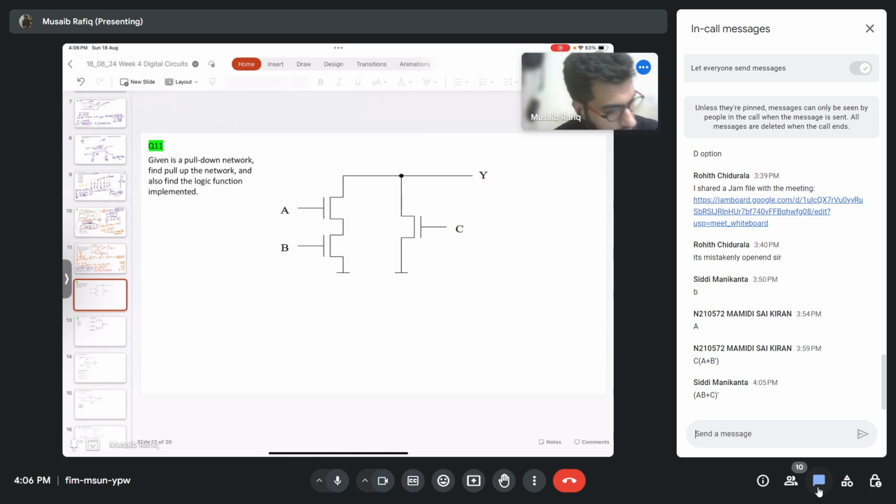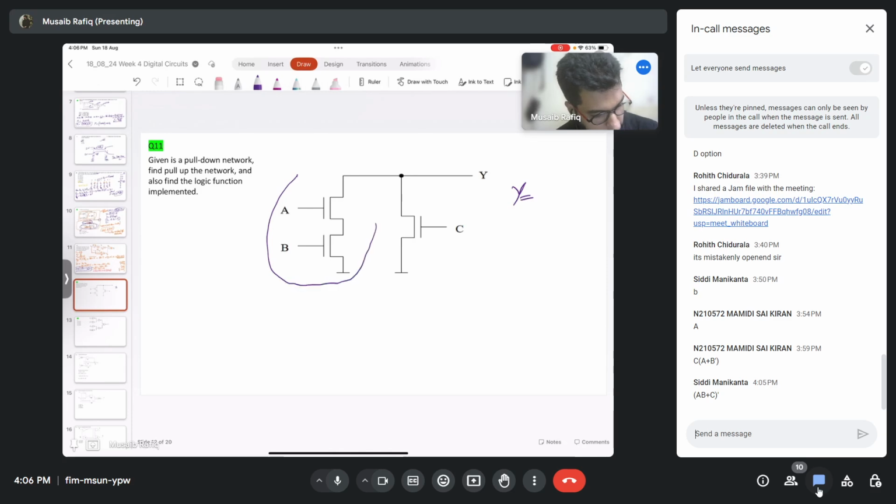Yeah, you're correct. So Y is equal to, they are in series, so it will be AB, and this is in parallel with this, so it will be AB plus C, and the whole thing will be complement. So it is Y equal to (AB plus C) whole bar. And you construct the pull up network by simply taking the dual of the pull down network. So whatever is in series will become a parallel combination.